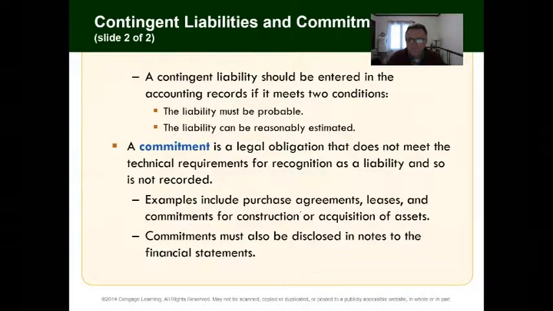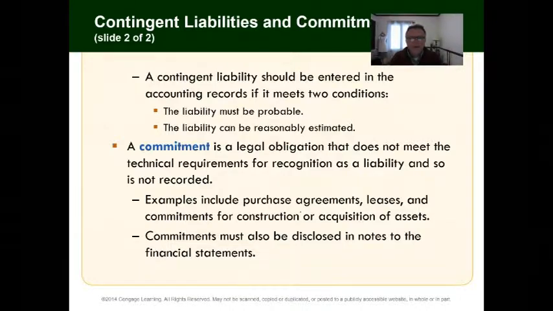So a contingent liability should be entered into the accounting records only if it meets two conditions. The liability must be probable, like it's pretty sure it's going to happen, and the liability can be reasonably estimated. So it has to be probable and it can be estimated. Then it's considered a contingent liability.